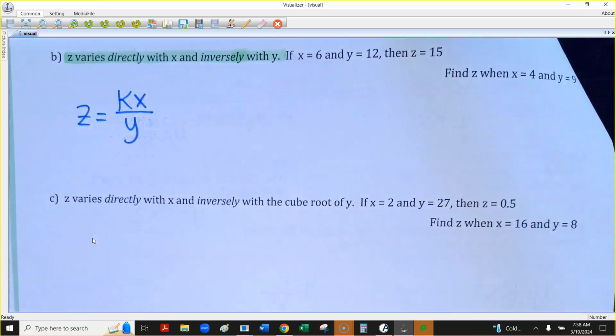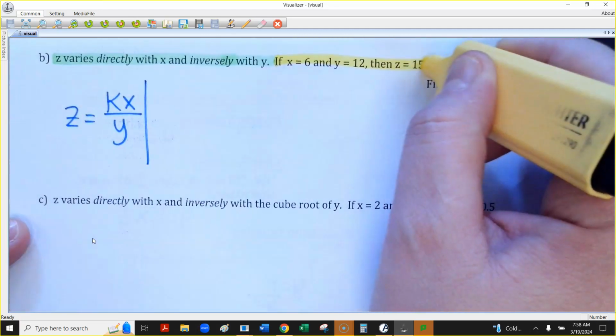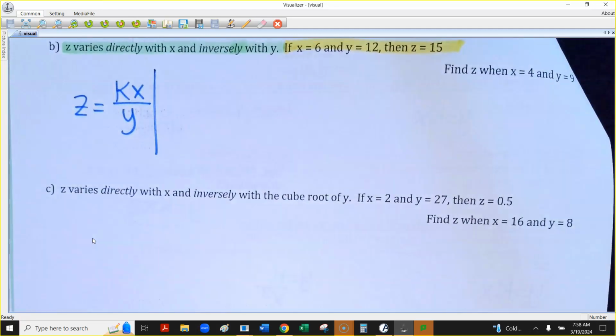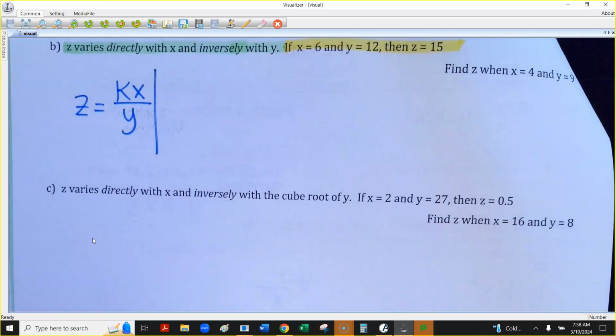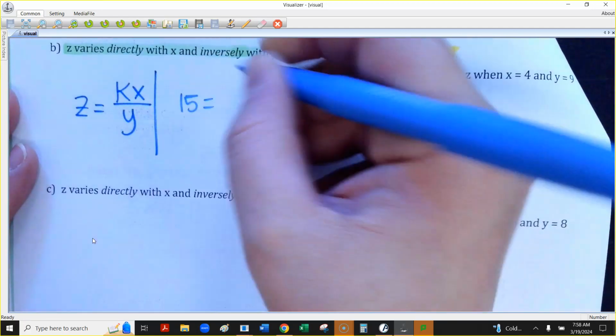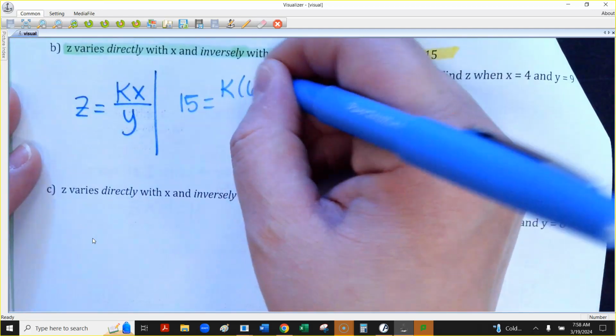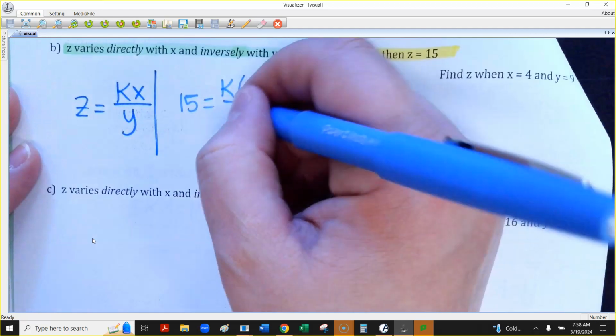There's your first step. All right, then, right after that, they're going to give you just enough information. It says if x is 6 and y is 12, then z is 15. That gives you all the information you need except for the k, so we're going to use that to find k. So z is 15. K, we don't know. That's what we're going to solve for. X is 6 and y is 12.